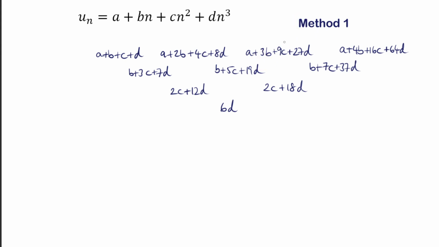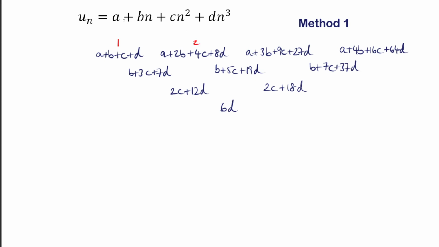So the first method, method 1, if you remember, what we did was we made a table that looks something like this. I've already made the table for us to speed this up a bit. Here is the general formula at the top. Now if you put n equals 1 into this formula, you will get a plus 1b plus 1 squared c, so 1c, plus 1 cubed d, so 1d. So we get this, a plus b plus c plus d.